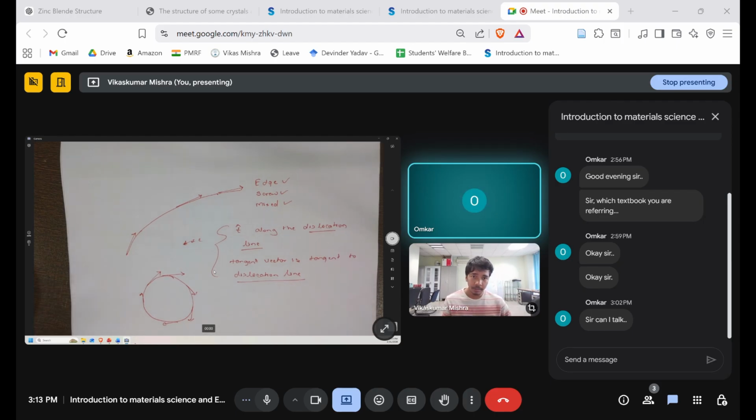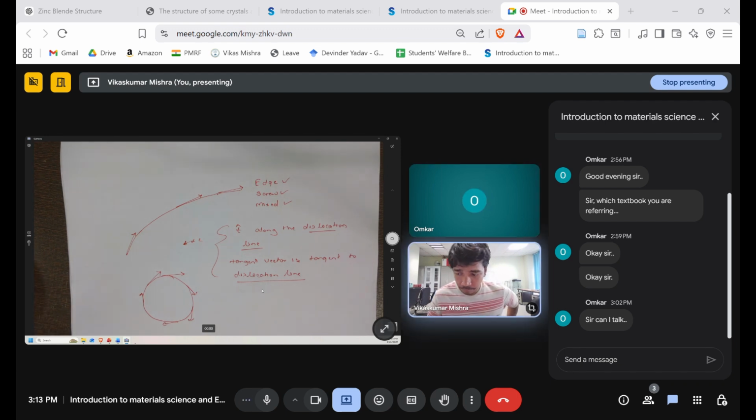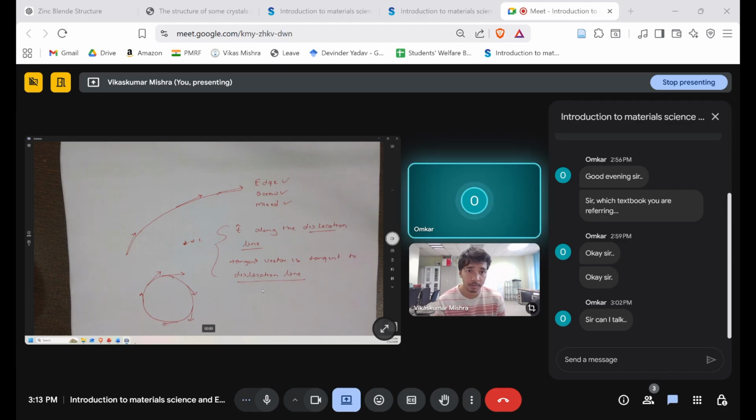Sir, one more thing. In screw dislocation, sir has told about the spiral ramp, how it forms. But in edge dislocation, is there any specific reason how the edge name comes? Sorry, can you please explain again? On the screw dislocation, sir has told that it forms a screw-like spiral shape, so that's why the name screw dislocation was given. Is there any specific reason for the name edge dislocation?